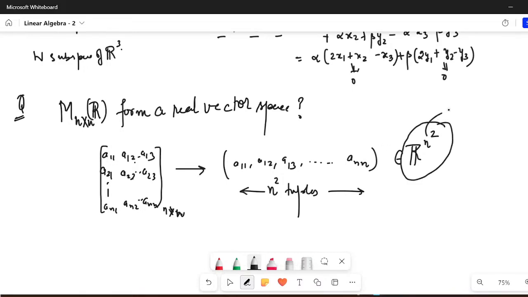It forms a linear vector space. And so does the set of matrices: the set of n cross n matrices with real entries also forms a real vector space.